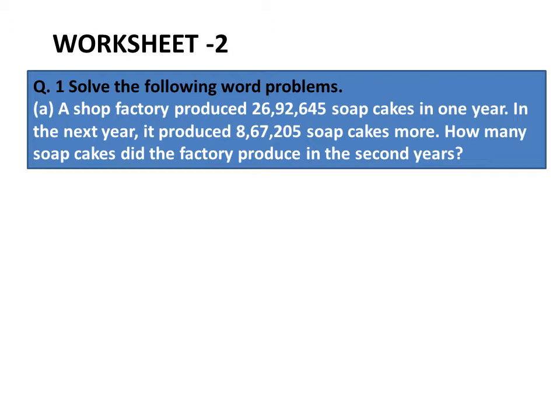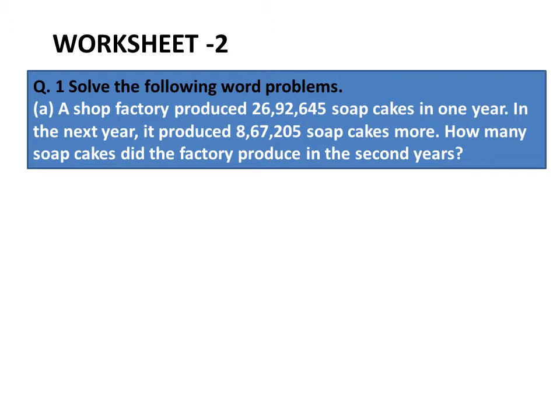Number A. A soap factory produced 26,92,645 soap cakes in 1 year. In the next year, it produced 8,67,205 soap cakes more. How many soap cakes did the factory produce in the second year?